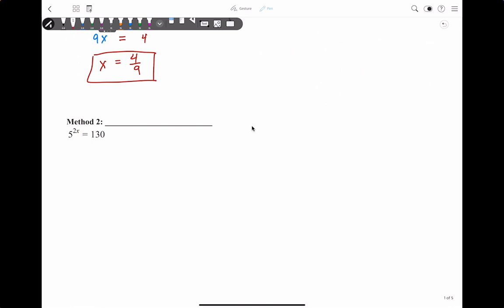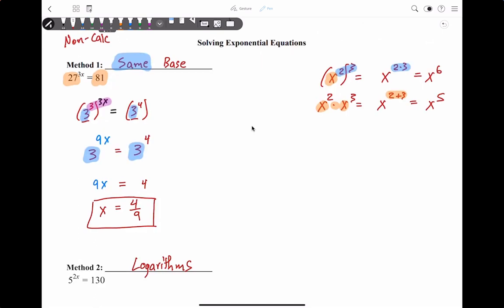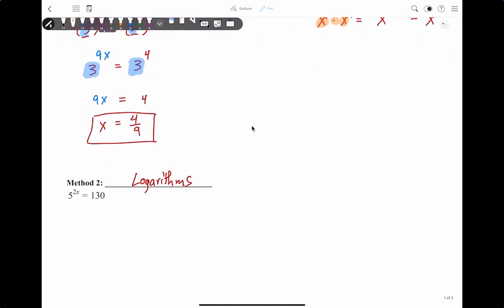Method 2 is going to be using logarithms. What we're trying to do is solve it by rewriting it to where it becomes a log of some kind. And this one we have to use a calculator. The one before was non-calculator. This one will be with a calculator, if you will.